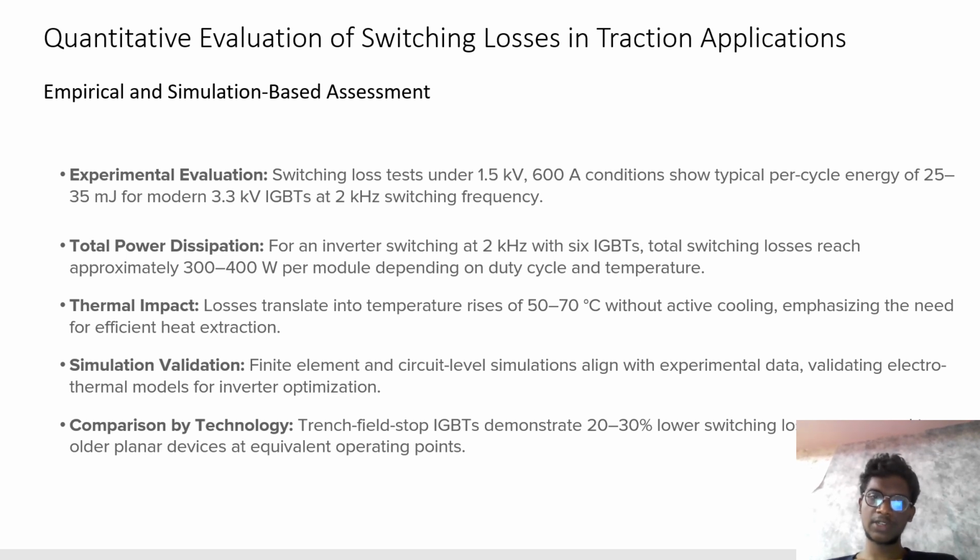Total power dissipation for an inverter switching at 2 kHz with 6 IGBTs: total switching losses reach approximately 300 to 400 watts per module depending on the duty cycle and temperature. Finite element and circuit level simulations align with experimental data, validating electrothermal models for inverter optimization.